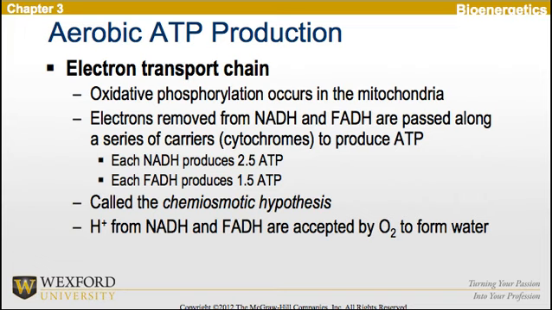Electrons removed from NADH and FADH are passed along a series of carriers, cytochromes, to produce the ATP. Each NADH produces 2.5 ATP, while each FADH produces 1.5 ATP. This is called the chemiosmotic hypothesis. Hydrogen protons from NADH and FADH are accepted by O2 to form water.